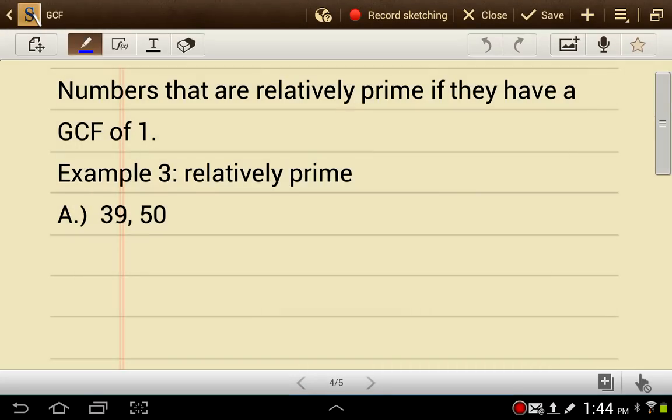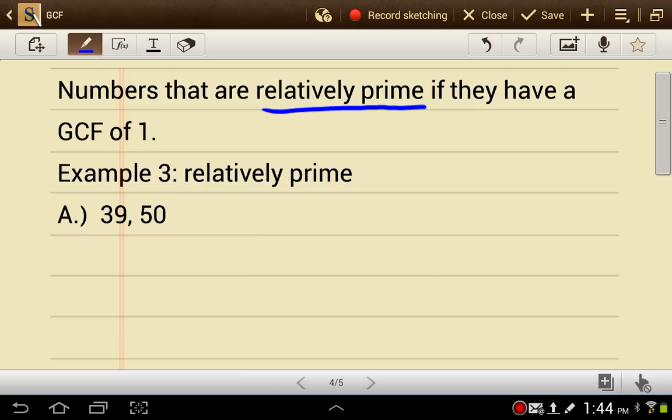Now we're going to talk about relatively prime. Prime numbers are numbers that only have 2 factors, one and themselves. Well, relatively prime numbers are numbers, it could be 2 or 3 numbers, depends on how many I'm using in my problem, that have a GCF of 1. It is possible for numbers to have a GCF of 1.